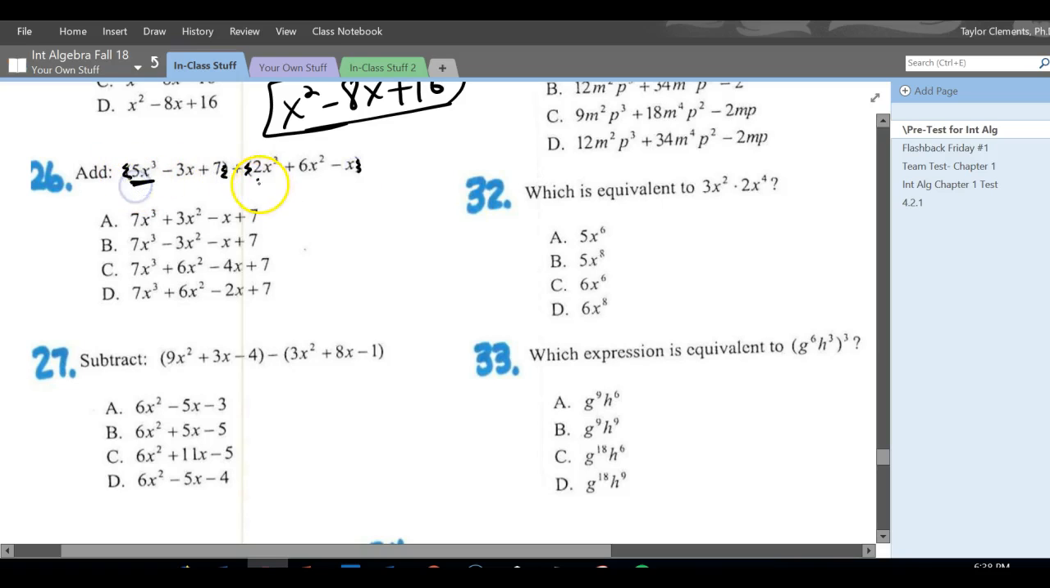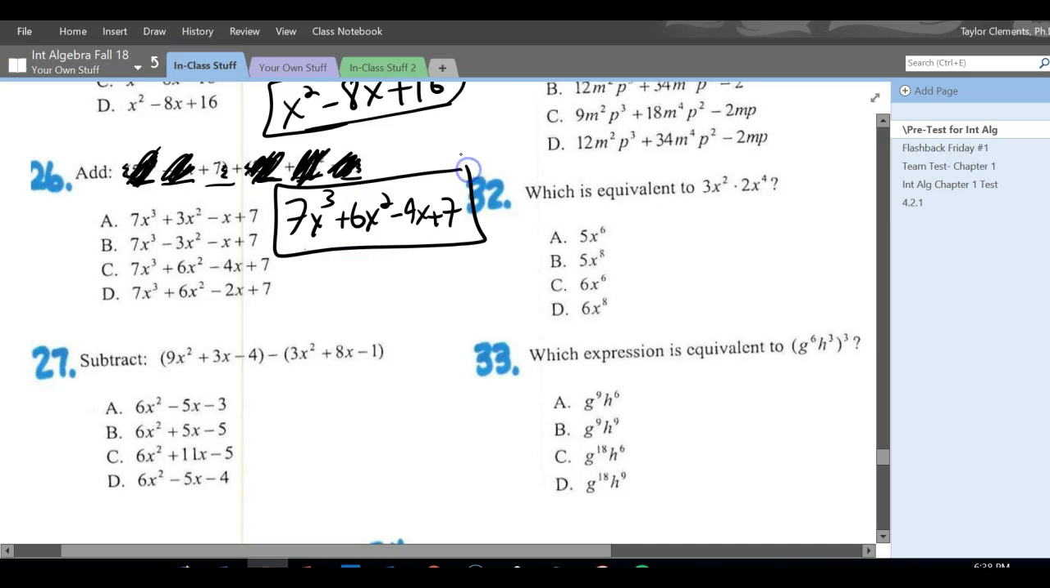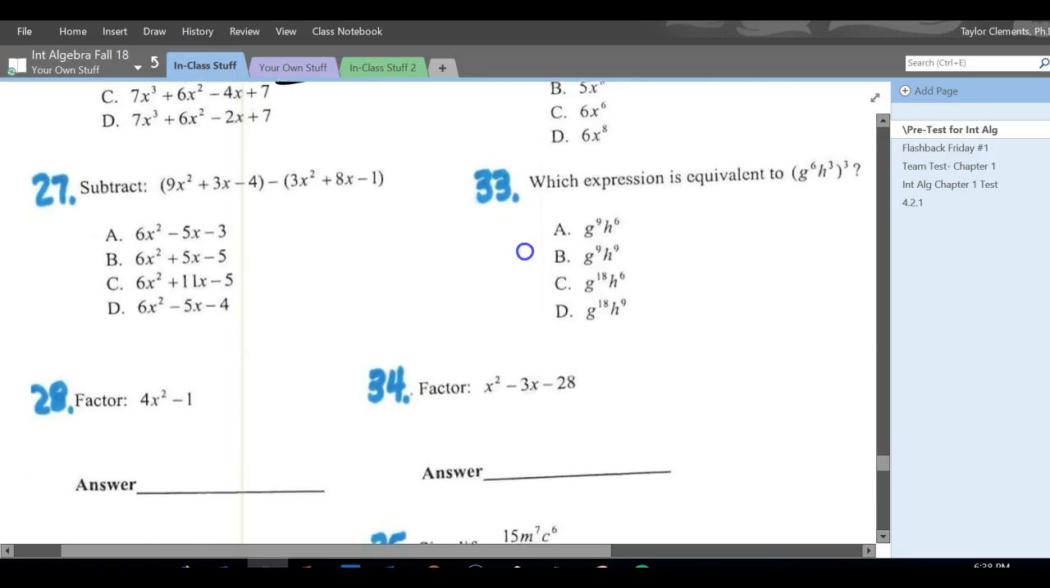So let's see, a 5x cubed and a 2x cubed. That's 7x cubed. And this is what I like to do when I have added something. I get it out of the way so I don't see it. X squares, I only have this one. Plus 6x squared. Get rid of it. X's, I got -3 and -1. That makes -4x's. Get rid of that. And what's left? 7. That's it. Moving on.